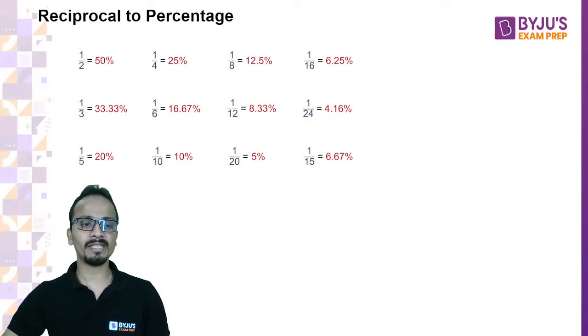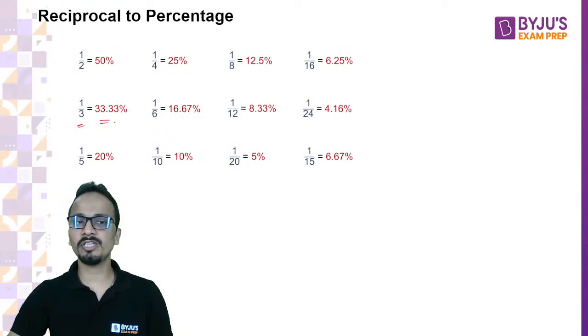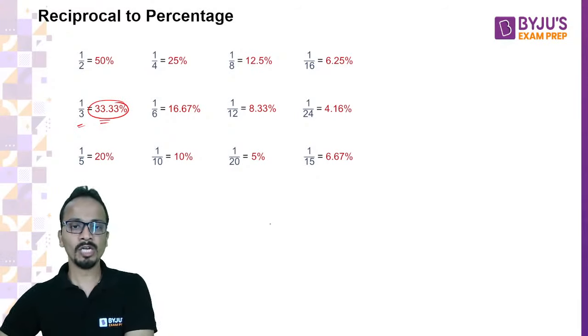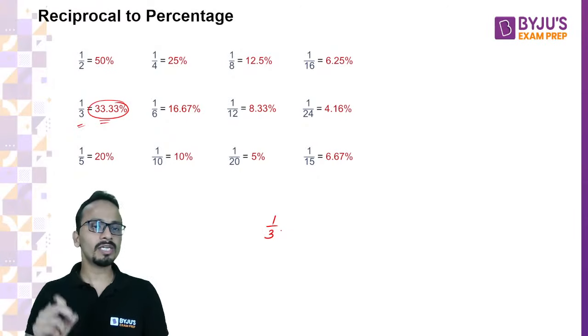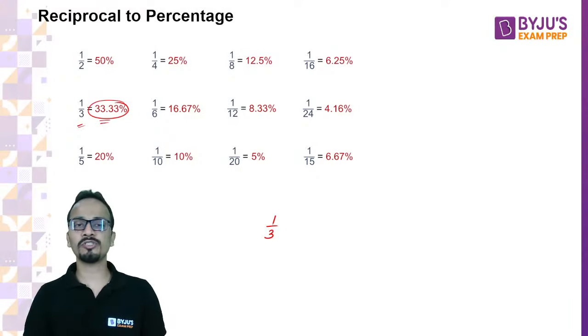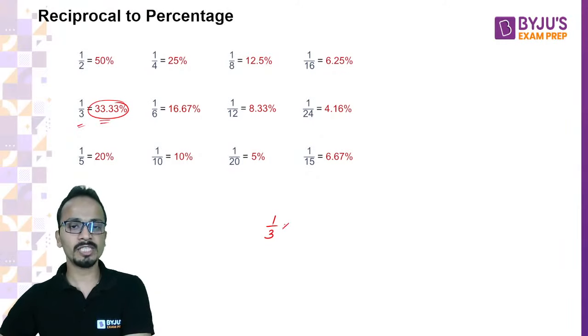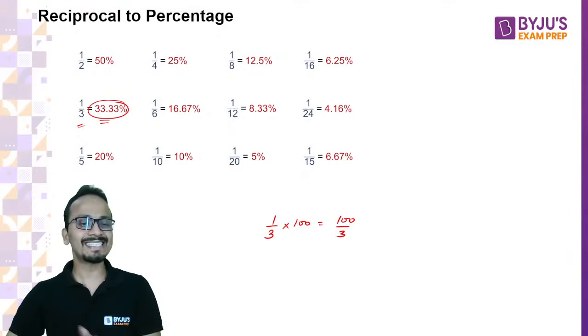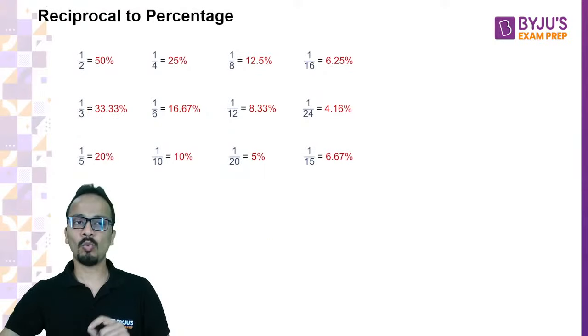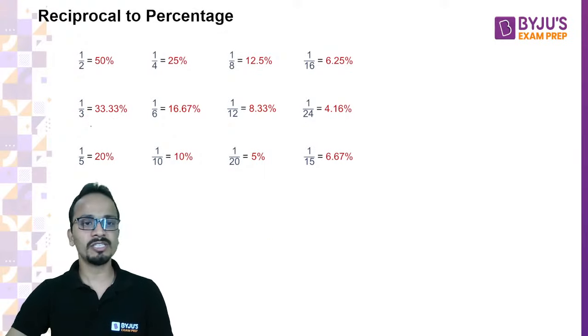Now it is 1 by 3. So 1 by 3 is equal to 33.33. Now how am I reaching this value? If I start from 1 by 3, I want to convert this fraction into its percentage equivalent. So I'll multiply it by 100 and calculate the value of 100 divided by 3. So 100 divided by 3 is 33.33. It's as simple as that. All right. So 1 by 3 is 33.33.